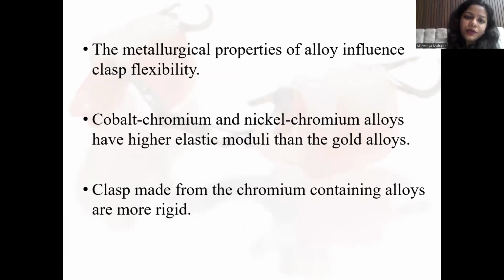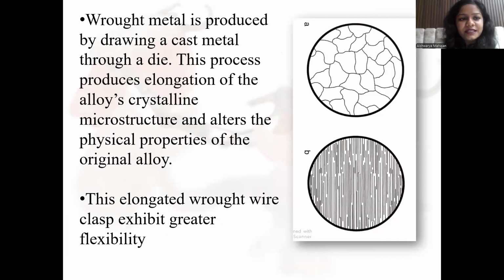The metallurgic properties of the alloy influence clasp flexibility. Cobalt-chromium and nickel-chromium alloys have higher elastic moduli than gold alloys, and clasps made from chromium-containing alloys are more rigid. Wrought metal is produced by drawing a cast metal through a die. This process produces elongation of the alloy's crystalline microstructure and alters the physical properties of the original alloy. This elongated wrought wire clasp exhibits greater flexibility.